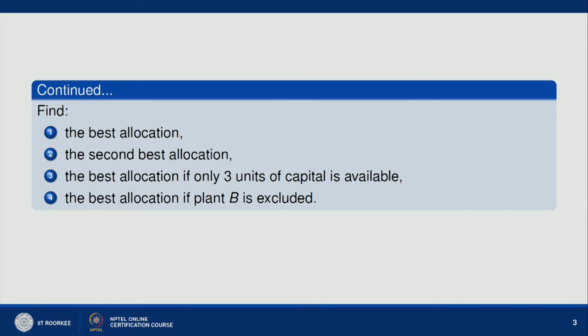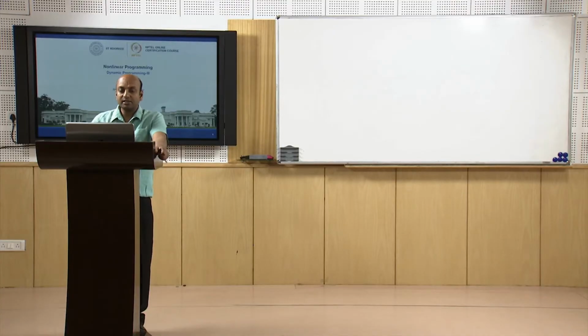We have to find the best allocation, the second best allocation, the best allocation if only 3 units of capital are available, and the best allocation if plant B is excluded. These are some of the problems which can be solved using the same approach. So, let us see how we can solve it.